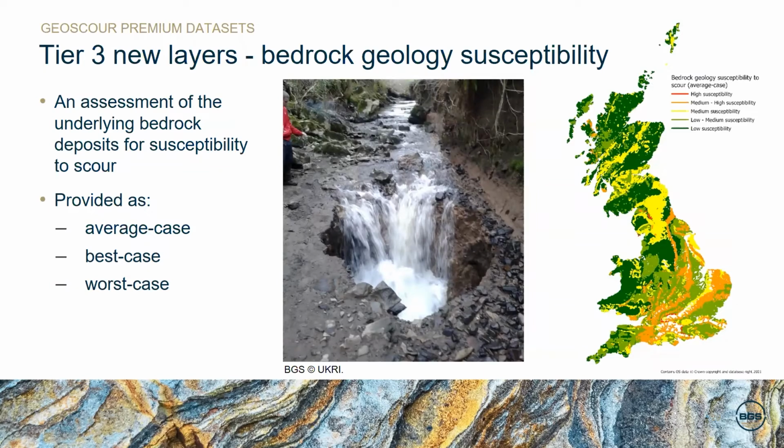Considering the new layers in greater detail, the bedrock geology susceptibility layer provides an assessment of the underlying bedrock deposits for susceptibility to scour. And these data assess the susceptibility to scour of the bedrock geology, whether there are superficial deposits present or not. This classification is important, especially in areas where bedrock has a higher susceptibility to scour, such as soluble rocks. And even where superficial deposits are present, it's important to understand the underlying properties of bedrock, as more frequent or extreme flood events may end up removing the overlying sediment to expose the bedrock to erosion. And here you can see on the right-hand side of the slide, the national distribution of bedrock susceptibility for the average case parameter.